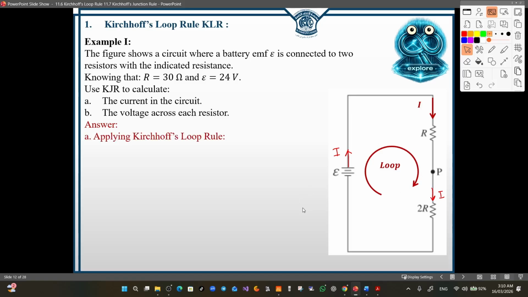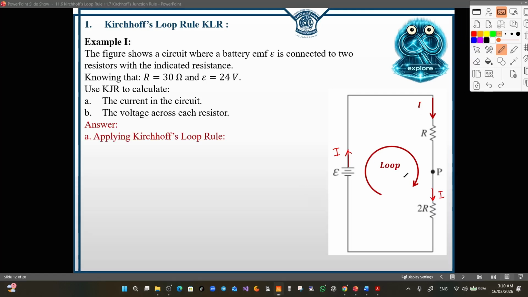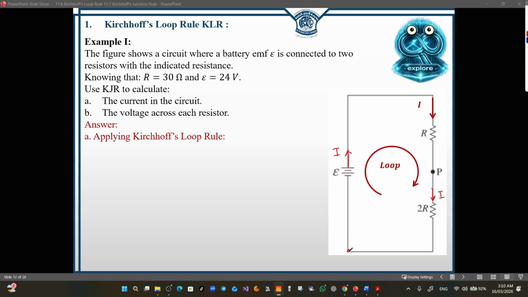Now we apply Kirchhoff's loop rule. Remember that when we apply Kirchhoff's loop rule, we should start from a specific point. I will start from here and I will follow the same direction of the loop. So the direction of the loop will be here upward, then to the right, then down, then again to the left, and I will stop once I reach the starting point again.